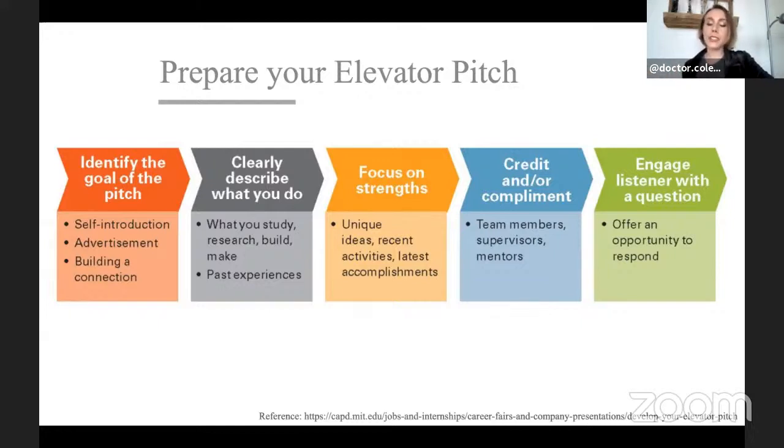And then engage the listener at the end with a question. You want to offer them an opportunity to respond, but you want to make sure that they're responding in a way that's inviting. So I think asking an open-ended question, not a yes or no question, can be really helpful.